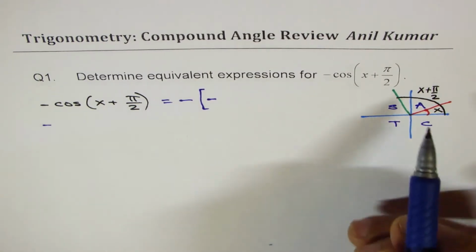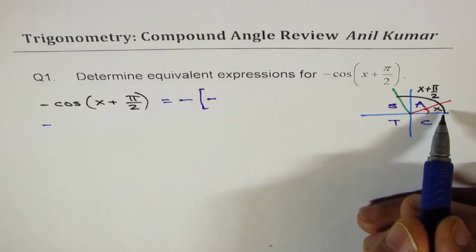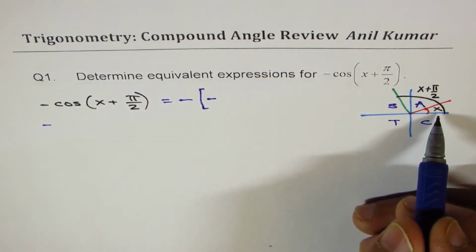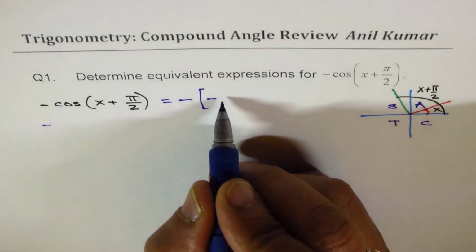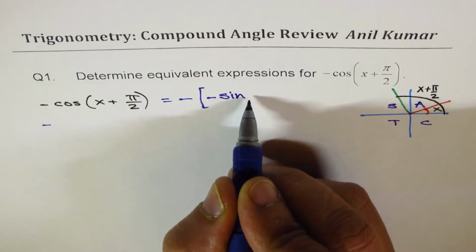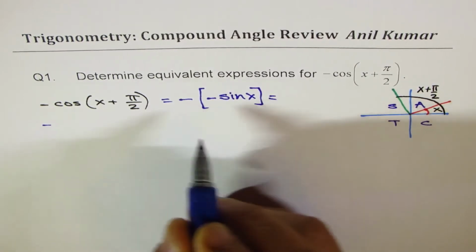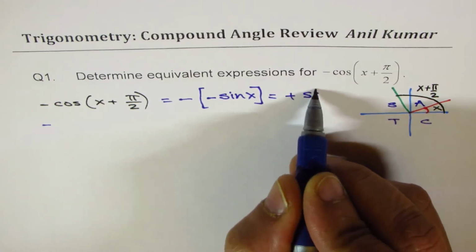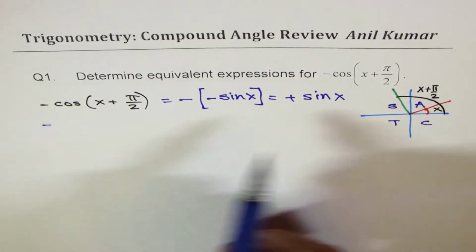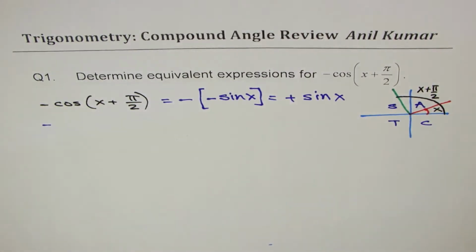Now as far as the triangle is concerned, it has been rotated by pi by 2. So cos becomes sine, so we get sine x. And minus minus becomes plus, so you could write this as plus sine x. So from the diagram, that is absolutely clear.